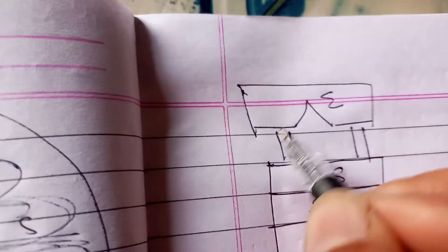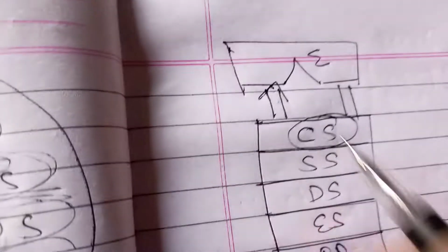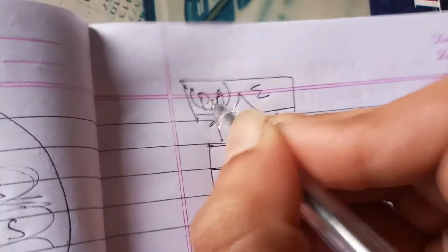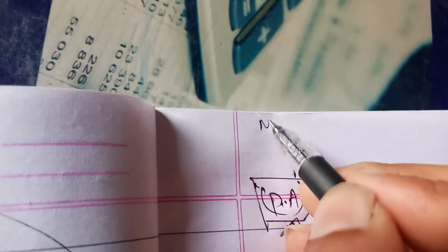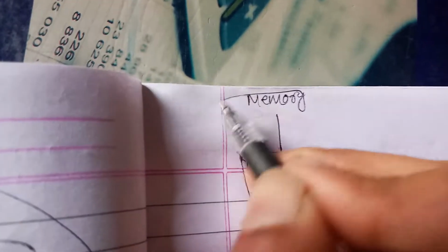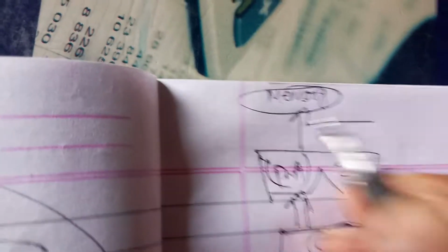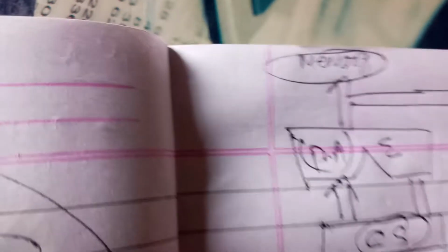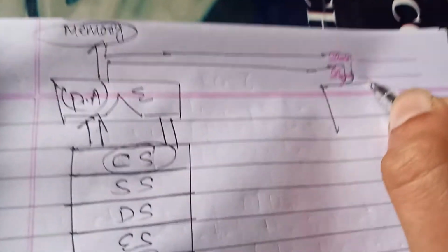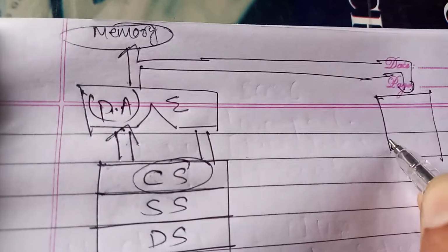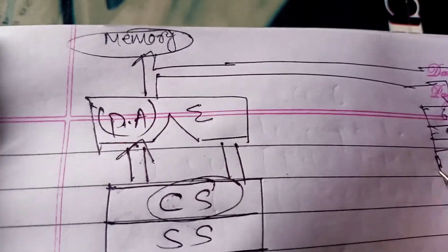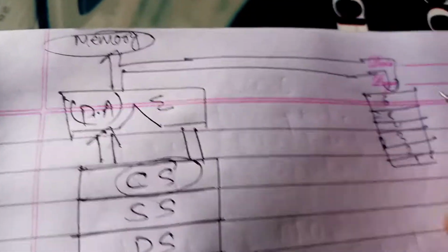This data, the value of CS and the value of IP, will be sent over here, and it will calculate the physical address. The physical address is moved towards memory. Here you will find your memory, and this data will be fetched towards the queue. There will be a 6 byte queue only.